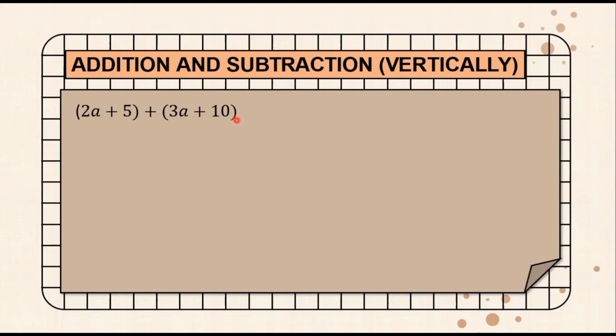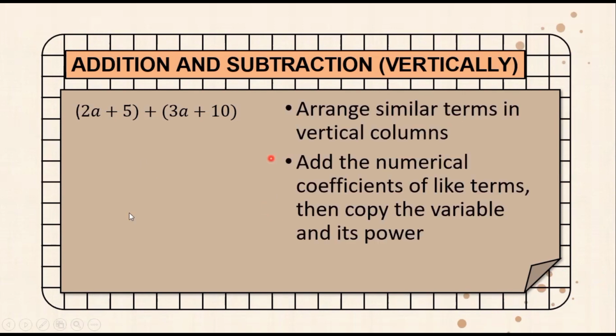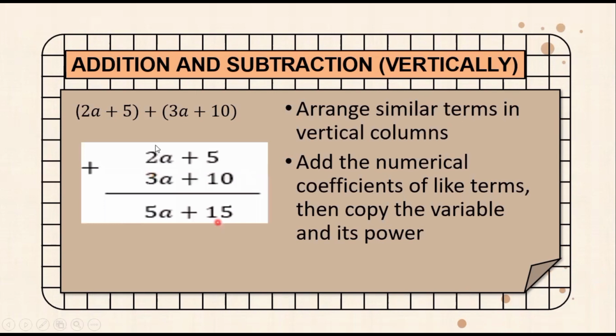Kapag sinabing vertical, patayo po siya. Okay? Patayo. So, magiging, ayan, ganyan na po yung kinakalabasan niya. So, i-arrange nyo siya, yung similar terms, vertical columns. So, 2a plus 3a, magkatapat po sila because they are similar terms. Same with 5 and 10. 5 plus 10. And don't forget to carry the sign of the terms.